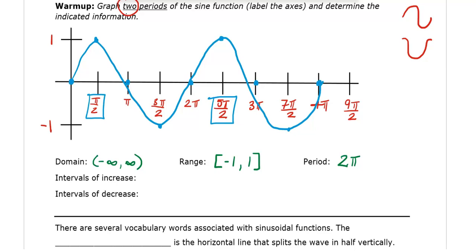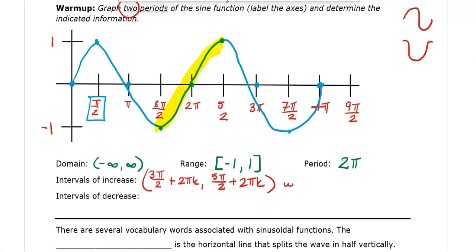Intervals of increase. Well, yesterday I did over here -pi over 2 to pi over 2. You could do that as well for your interval of increase, but I'm going to change it up a little bit, and I'm going to make it be from 3 pi over 2 to 5 pi over 2, because that also works. So let's try that. I'm going to do 3 pi over 2 plus 2 pi k to 5 pi over 2 plus 2 pi k. And parentheses. Remember, I need to say where k is an integer.